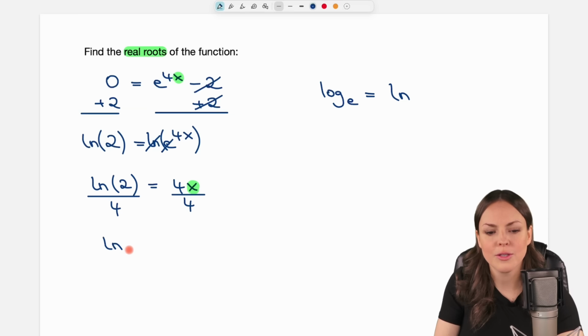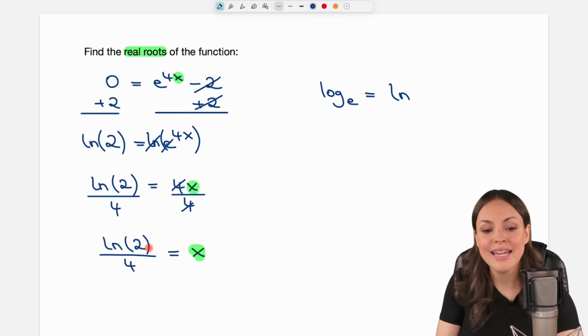Then we have this beautiful ln of 2 part over 4 here. And here this cancels out, and we found our x. This is the exact value. If you want to have the decimal number, you can just type it in your calculator and you get 0.17 as an approximation for the root of our function.